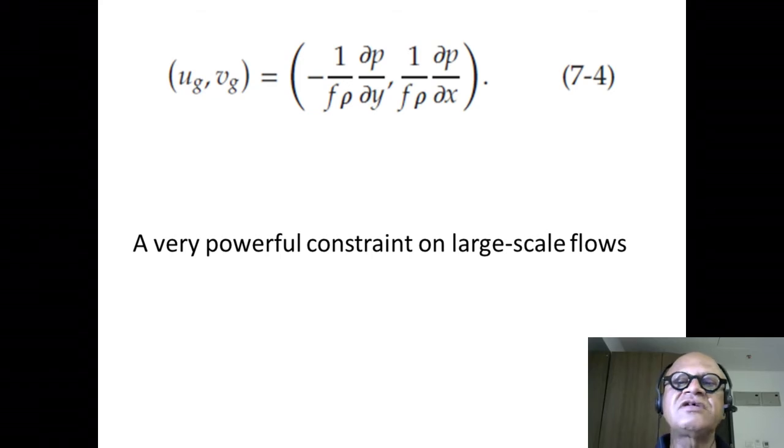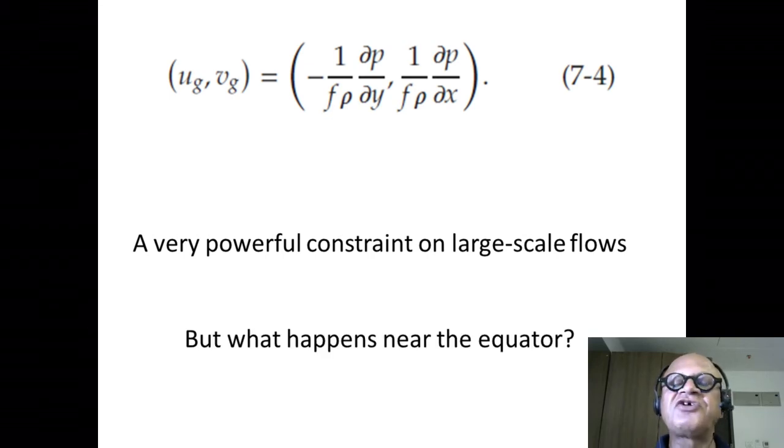Okay, this is a very powerful constraint on large scale flows. We already had one powerful constraint, hydrostatic balance, we have carried for a while now. Now we're going to add geostrophic balance to that. Obviously near the equator f goes to 0, so this is not a very strong constraint near the equator, although in the ocean you can find some zonal geostrophic balance with some approximations.